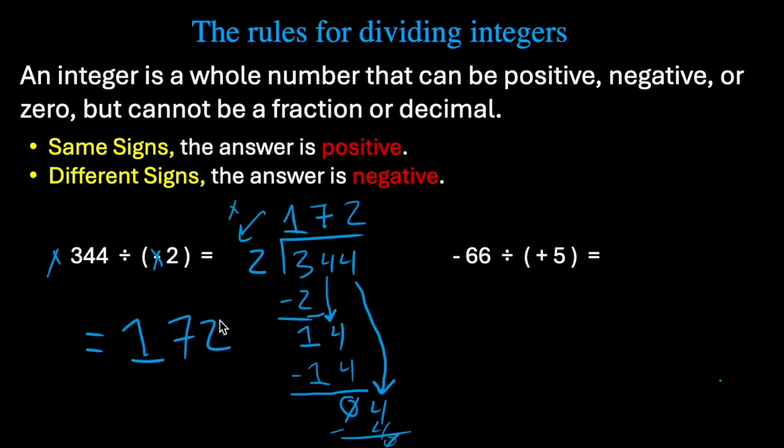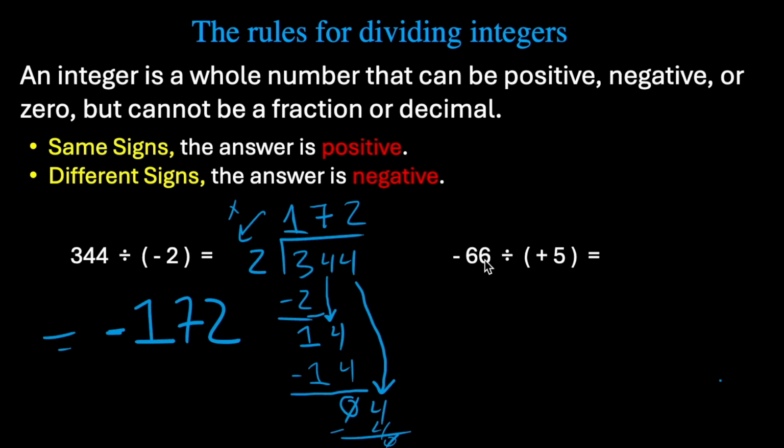Now, going back to the signs, we have two numbers with opposite signs, and the rule states that when they're different, the answer is negative. So the answer is negative 172. Let me write that a little bit better. Negative 172. Easy. Let's try the next one.